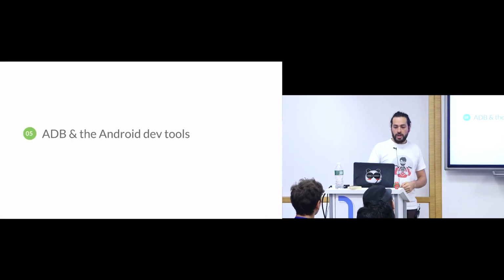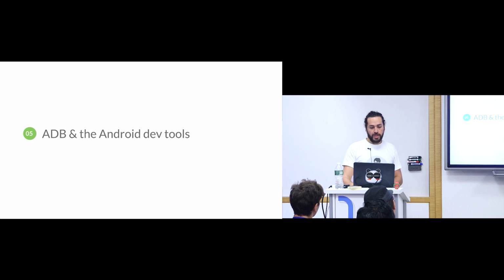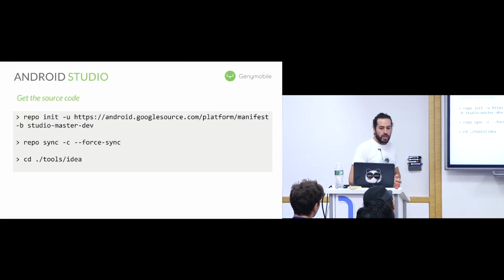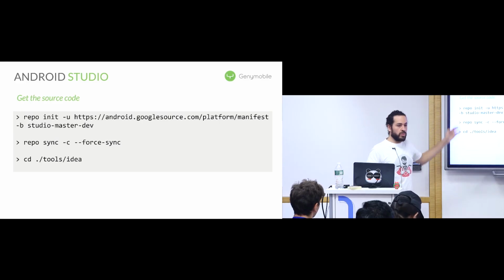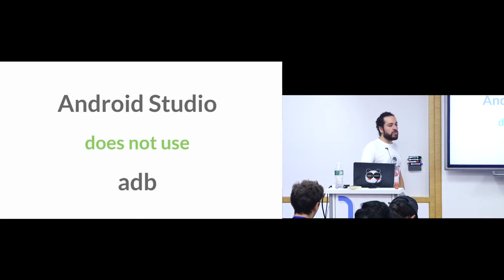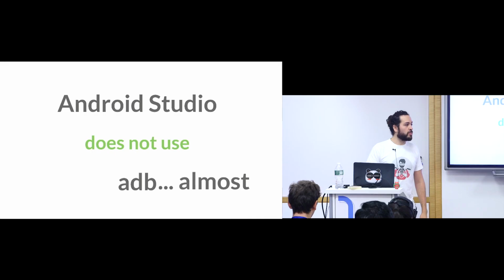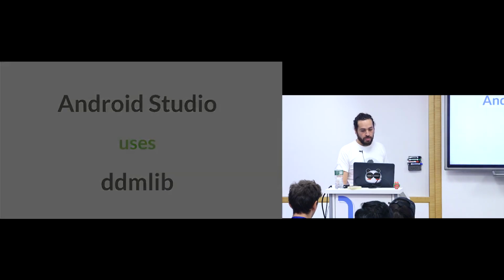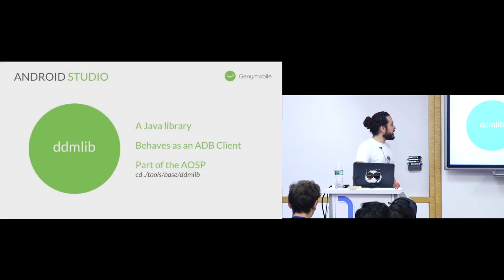Okay, so let's talk a little bit about the dev tools. First, Android Studio. You can get the source code of Android Studio the same way, because Android Studio is on AOSP. But I want to tell you something: Android Studio does not use ADB. Almost. Actually, Android Studio uses DDMlib. DDMlib is a Java library.